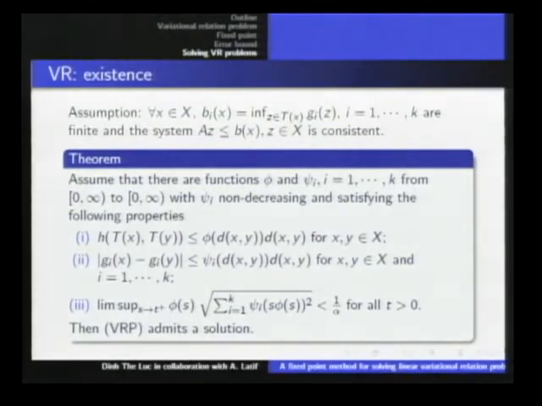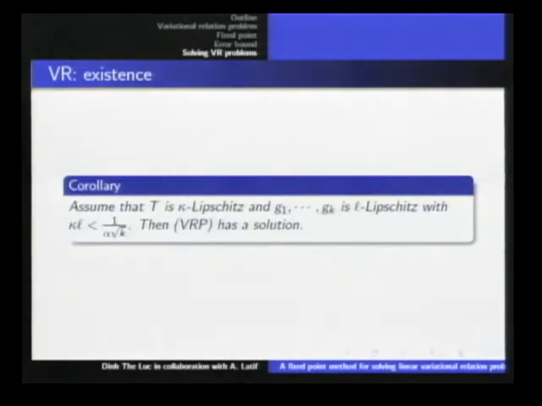So here we have a theorem giving some sufficient conditions for existence of a solution of our problem. Here we see three conditions. Under these conditions, I have a solution. And if T and G are Lipschitz functions, and this inequality is satisfied, where alpha, once more, is the Hoffman constant, then our problem has a solution.